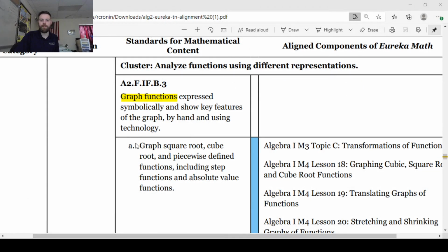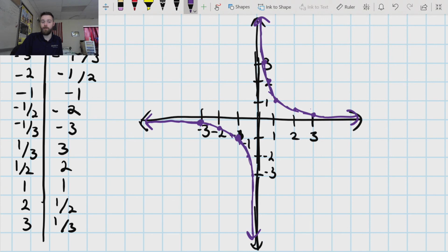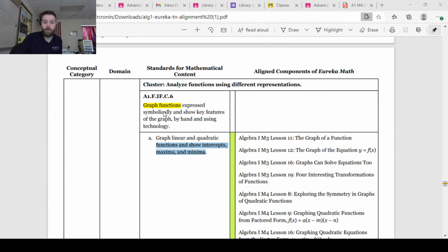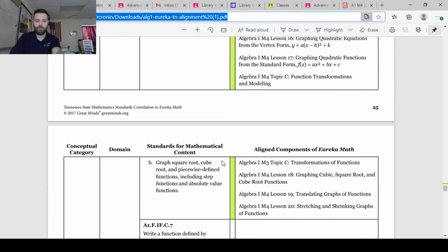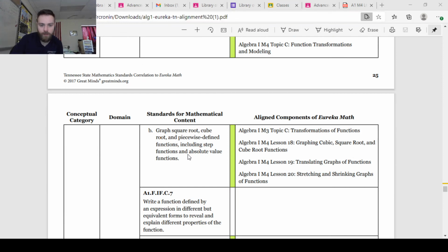So recap, the ones that are really important for Algebra 2 are square root, cube root, and absolute value functions. Okay? Piecewise and step functions will come later. Some of these are essential to solve problems later on. That's why we're graphing ones that aren't in those lists. And then if you're in Algebra 1, right, and you want to look at this video, which I may use, I'm actually trying to stick to this curriculum. You want to graph functions expressed symbolically, and you want to graph linear and quadratic functions, okay? So I think there might be more to that standard, so I'll go into that. You want to graph square root, cube root, and piecewise defined, and absolute value. Yeah, so that's also part of your standard.